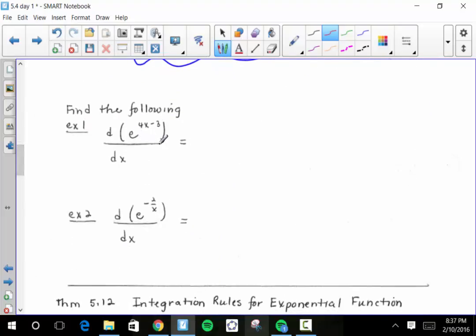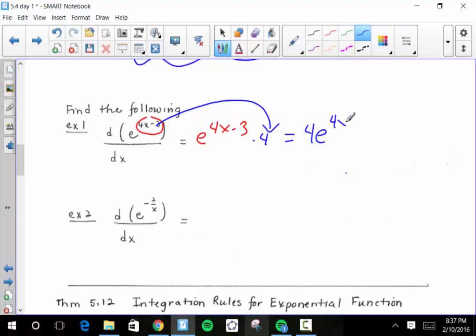So this is how you take the derivative of this. You just rewrite this. So I'm going to say, well, this is equal to e to the 4x minus 3 times the derivative of this. That's going to go over and multiply by this. So the derivative of 4x is times 4. So my answer is 4e to the 4x minus 3. See? Not too bad, right? It's not too bad. Okay.